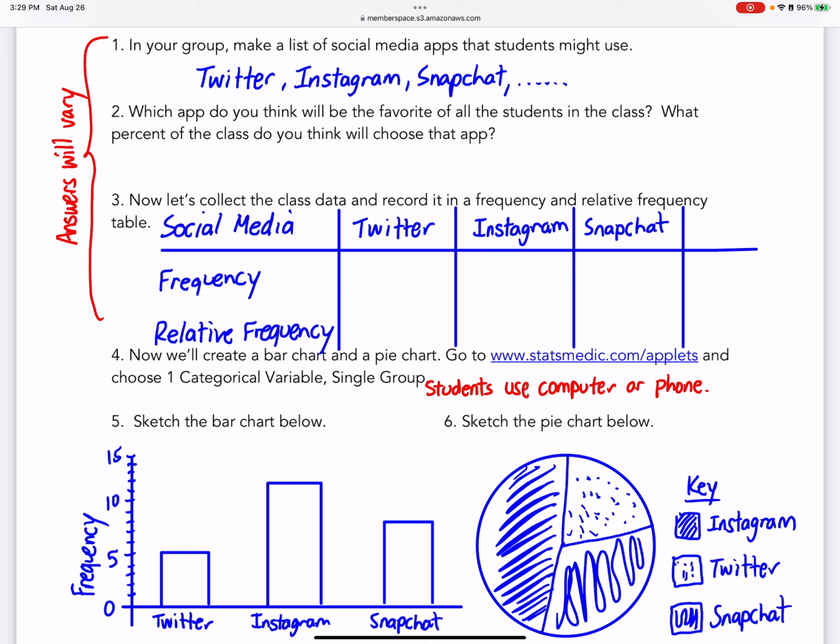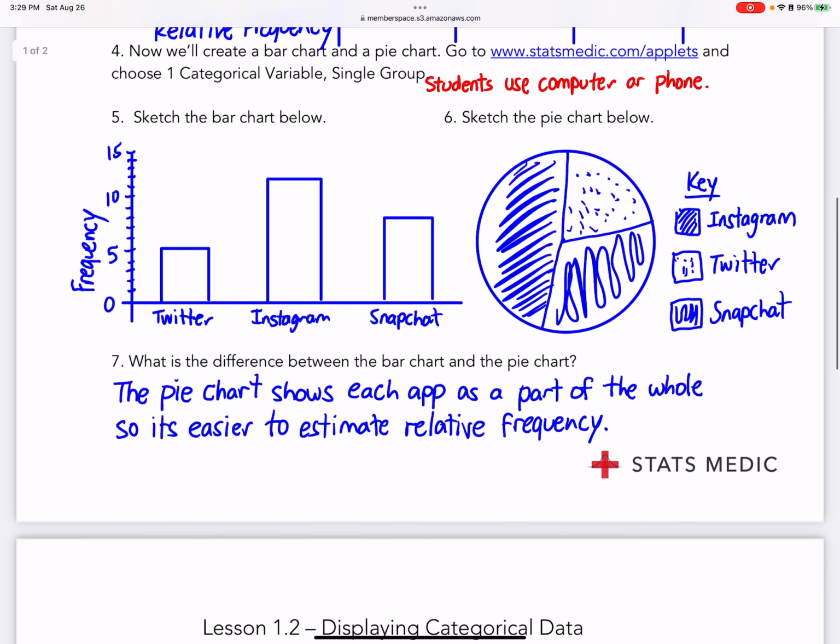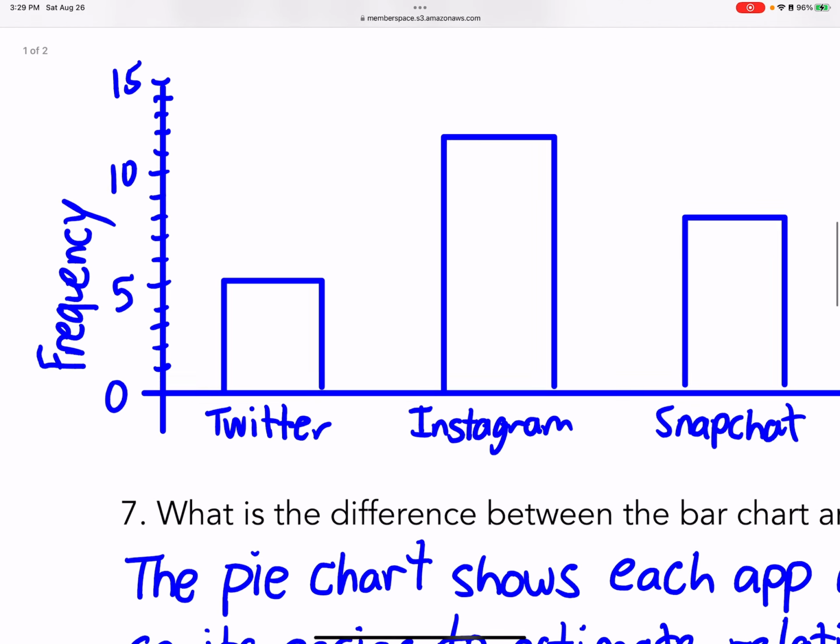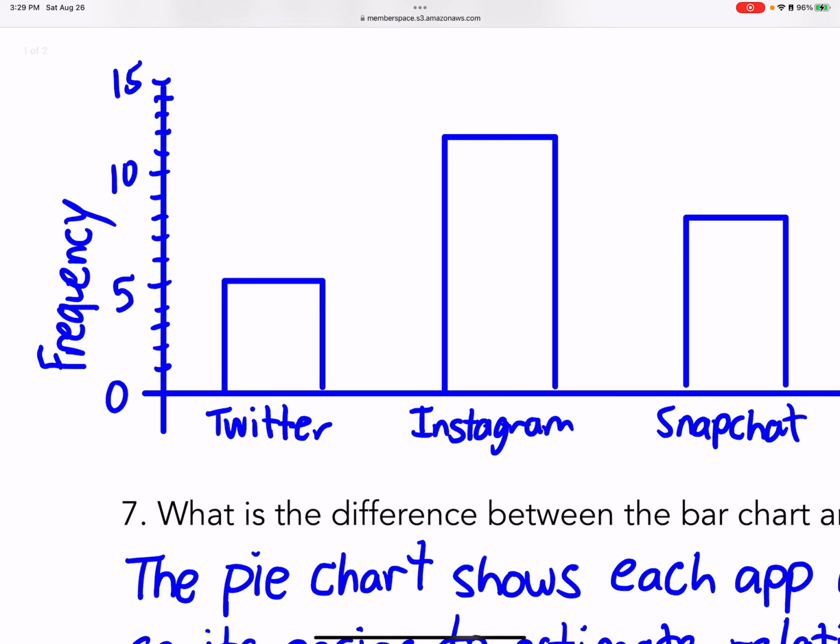At that point, we made the frequency table and relative frequency table. A frequency table is how many. So if 5 people like Twitter, and 12 people like Instagram, and 8 people like Snapchat, this is what I came up with: 5, 12, and 8.